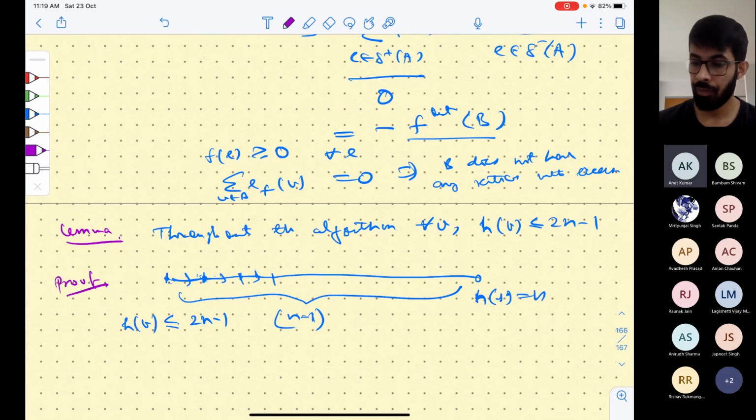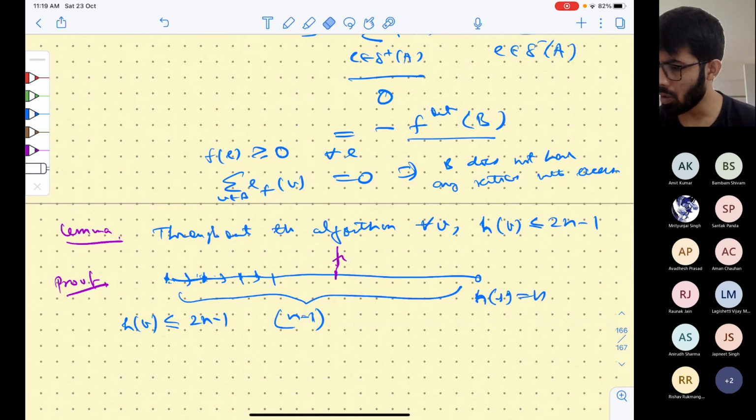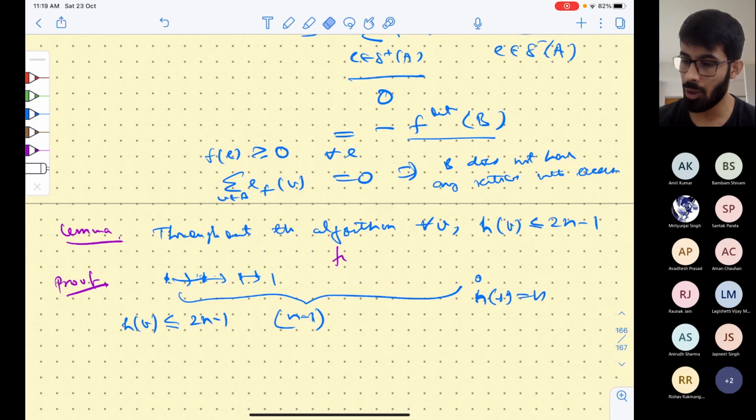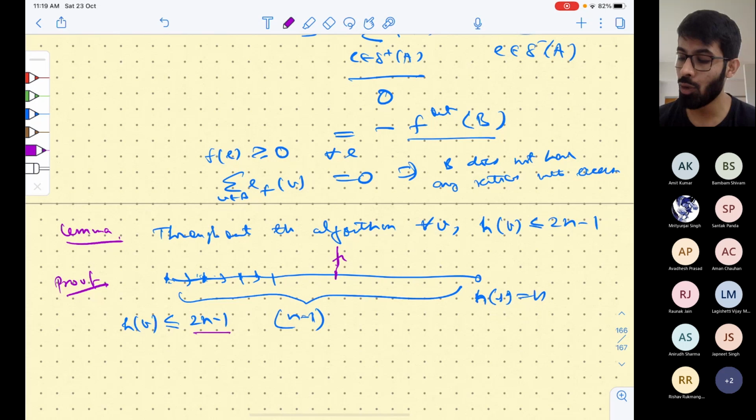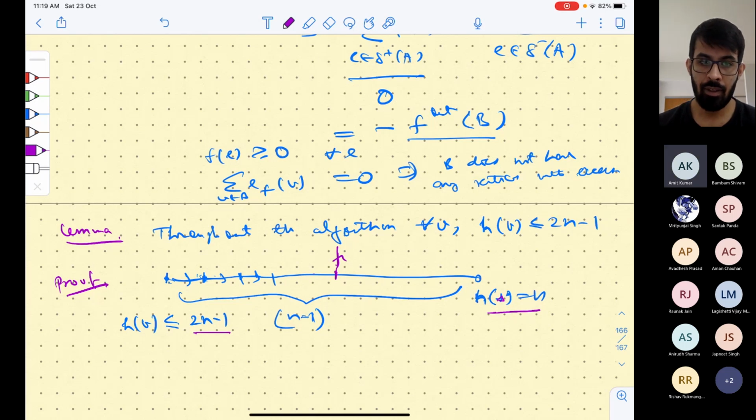Sir, along the path, the height could also increase? Or sorry, I'm asking, can it also increase? These can go up. That's fine. But even if it goes up, it cannot go down too much, right? If for any vertex it becomes more than 2n minus 1 along the path, that node still has to reach S at height n. So that cannot go above 2n minus 1, right? Yes, sir. Got it.